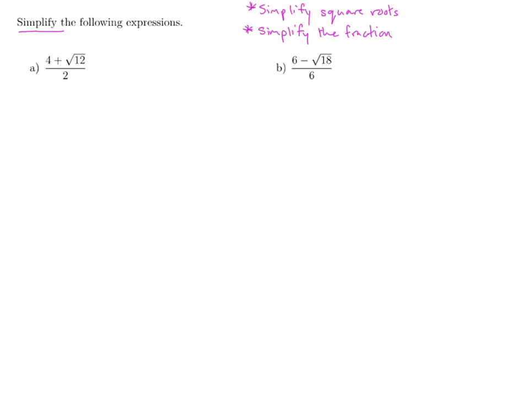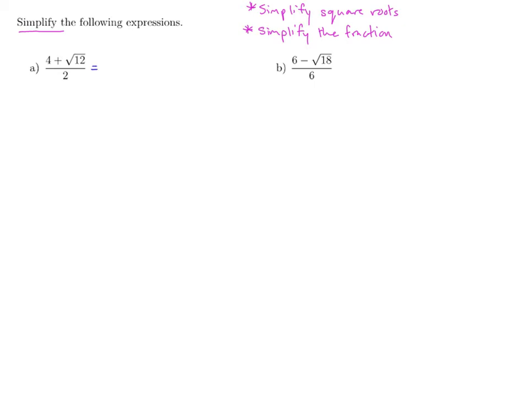The expression that we have is, in the numerator, 4 plus the square root of 12, and in the denominator we have 2. To start, we're going to simplify that square root. When we simplify the square root of 12, we're looking to break it down so that the number inside that radical is smaller. If it has a perfect square factor, then we'll be able to do this. And 12 has 4 as a factor, so we can use that.